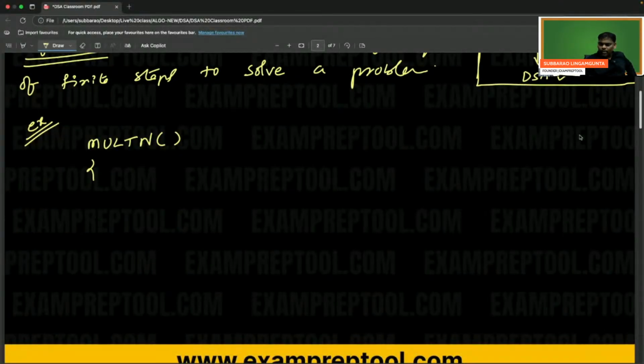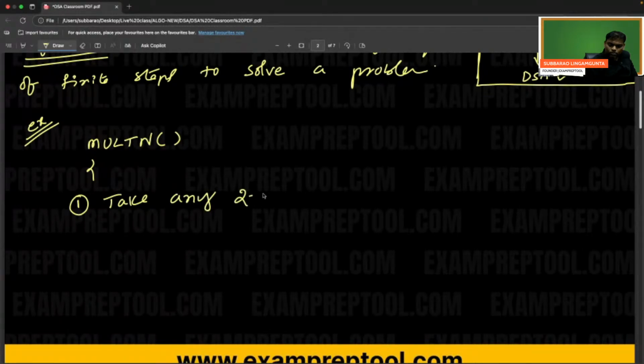Right now, I'm writing the rough idea. See this one: multiplication of 2 numbers. Mul means multiplication, T means 2, N means number. Multiplication of 2 numbers I want to do. So if you want to do multiplication of 2 numbers, the first step is take any 2 numbers. That's the first step. The first step of this algorithm is going to be take any 2 numbers.